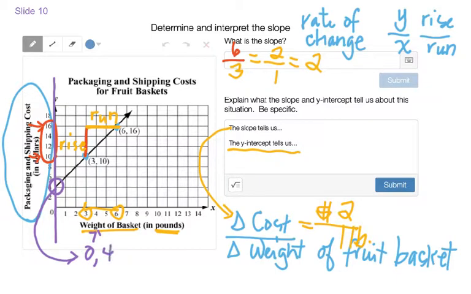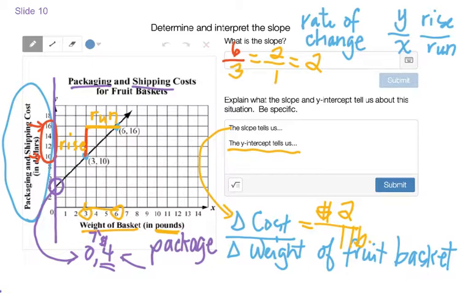And 4 is my y value. This is a cost, $4. Well, let's think about this. Packaging and shipping. Well, we all just figured out that the cost goes up $2 for every 1 pound. So therefore, my container or my packaging of my fruit basket must be $4. So I'm going to say that that's the cost of the box that I have to buy in order to ship my fruit baskets to somebody. So that's what that means.